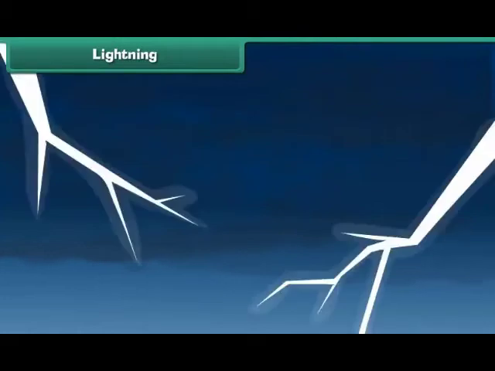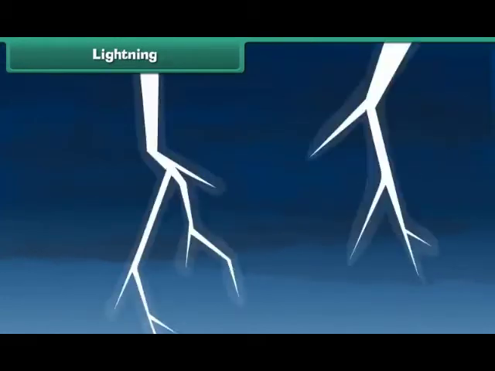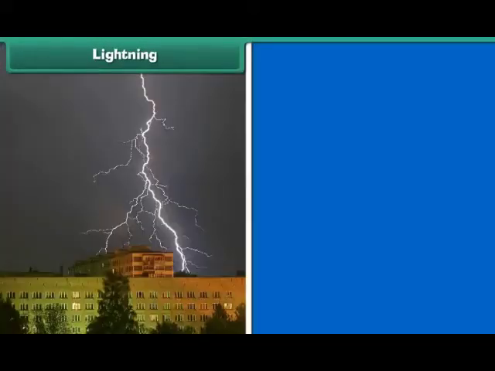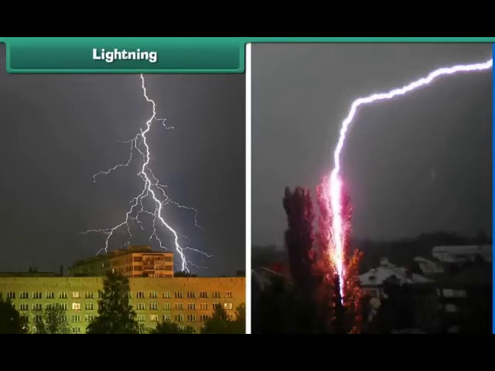Lightning. Students, you know that lightning is also a natural disaster. During the rainy season, when the sky is filled with dark clouds, we see flashes of lightning in the sky. The lightning may strike the buildings, trees, or a field. When lightning strikes, the existing things at that place burn. Sometimes animals and even people die due to lightning.